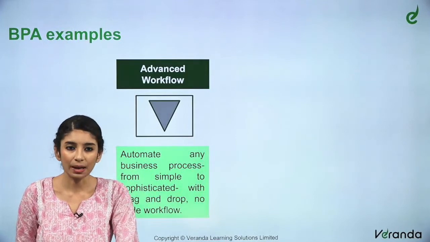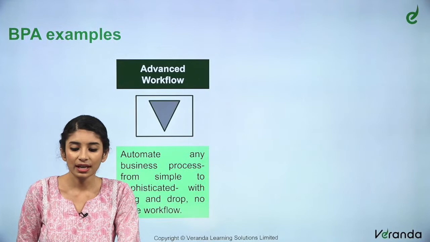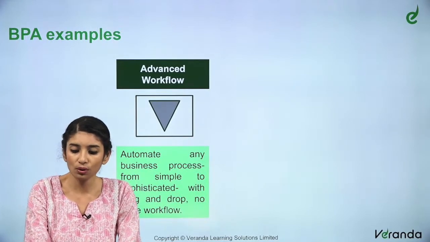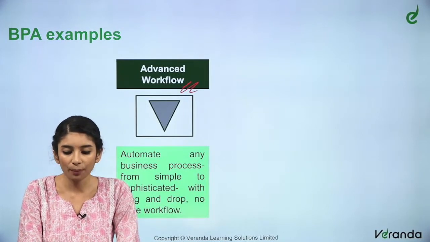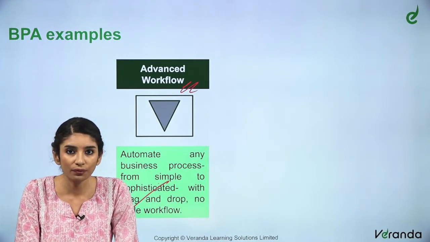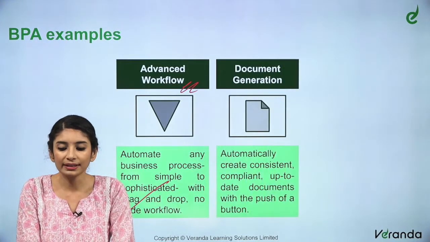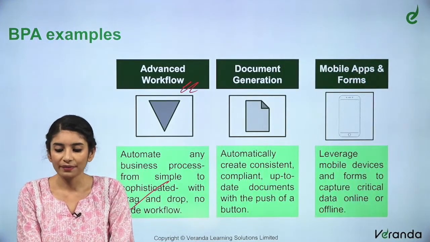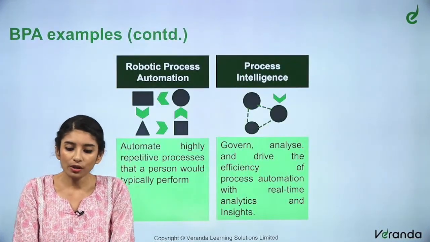Okay, so these are just examples of what functionalities today's BPA software gives us. They provide workflow strategies so that we can implement that in our business. Just drag and drop the email to the software and all the subsequent processes will be done automatically. Next is document generation. Then we have some mobile apps to collect data of the customers. Robotic process automation.